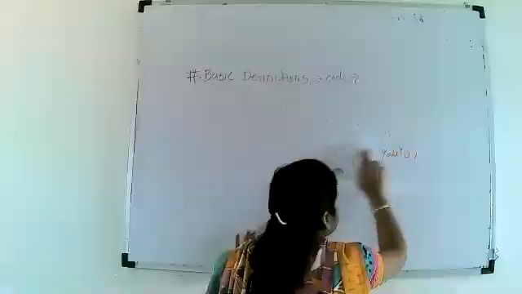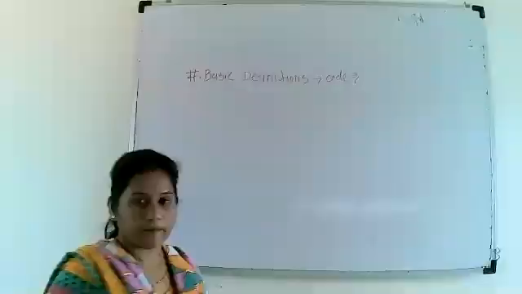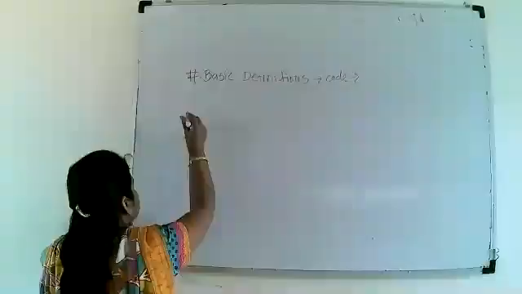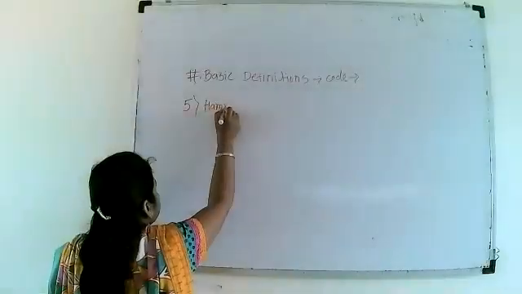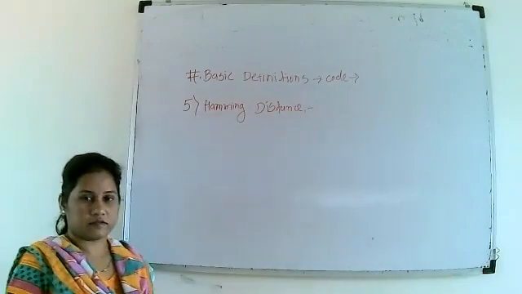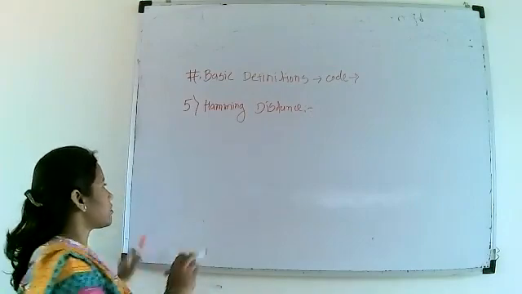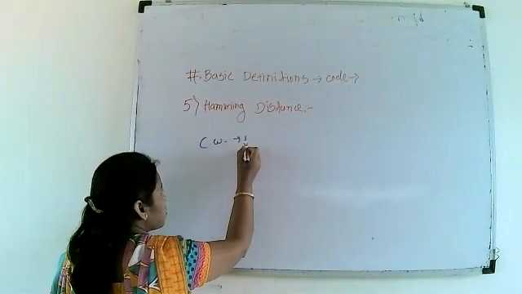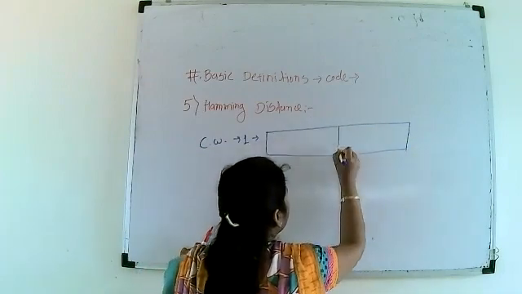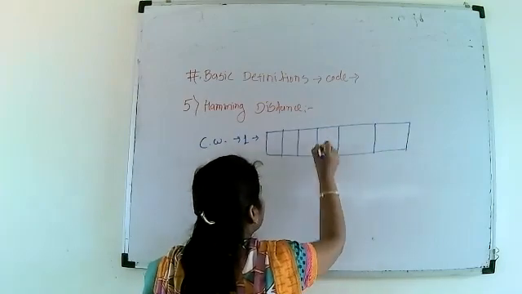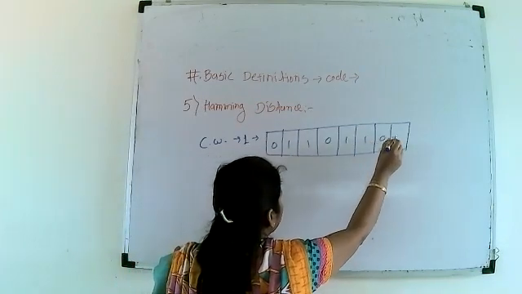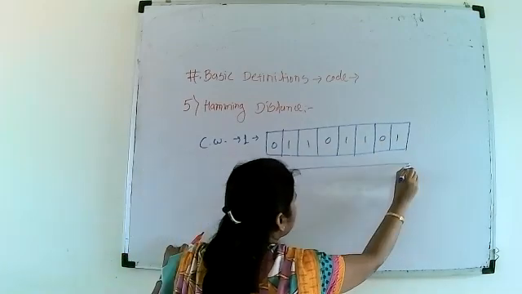And the last definition for this code is the minimum Hamming distance. Hamming distance. Consider one example for this. For the first code word, we have to consider two code words. 01101101, and another code word.